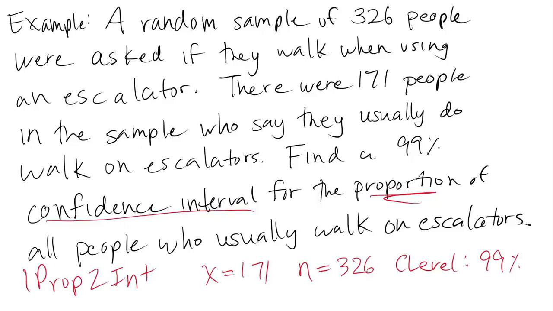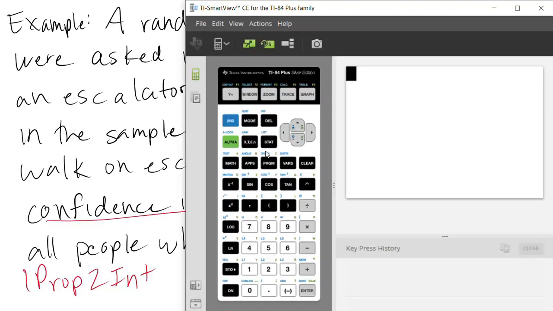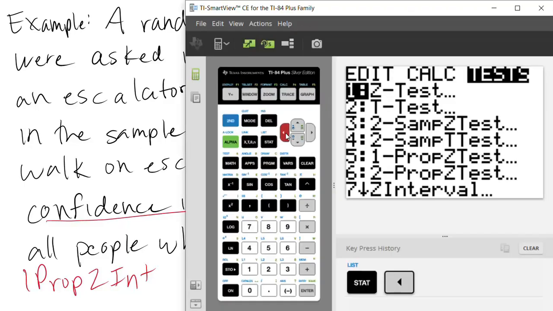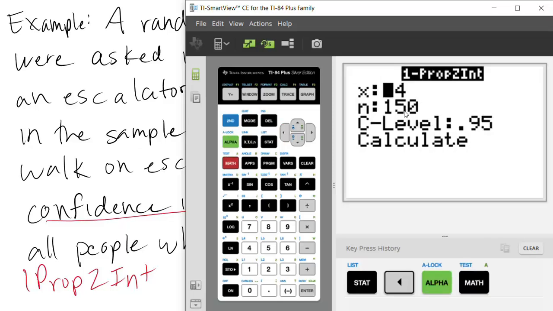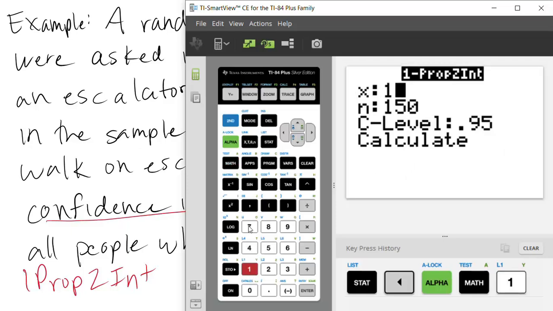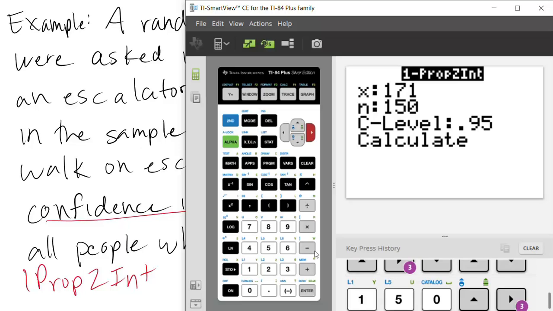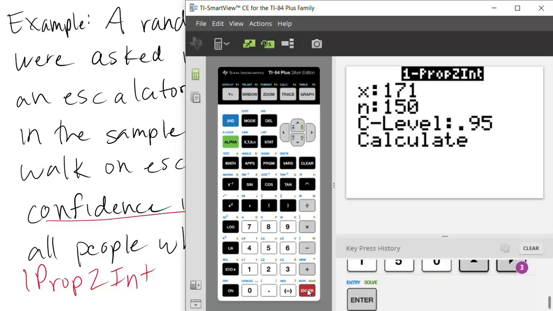Let's throw this into the calculator to get our estimate. Stat. Scroll to tests. You want choice A, so alpha and the math key on my calculator will select choice A. We had 171 successes. Our sample size is 326, so you could think of that as the number of trials in our experiment. And we've got a confidence level of 99%, so 0.99.